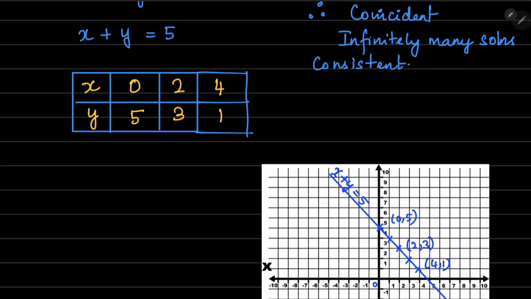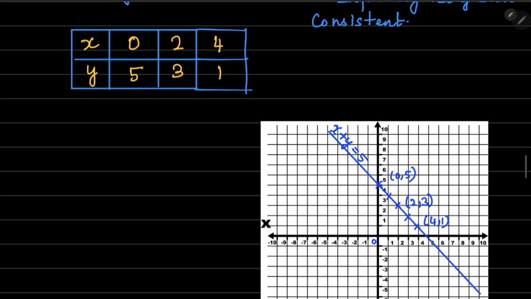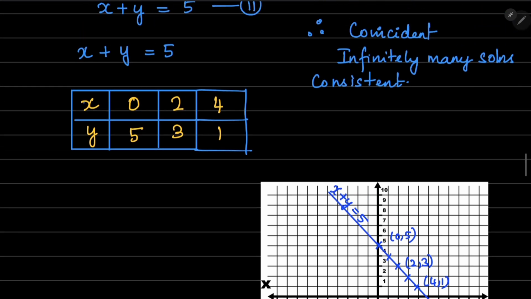Which means what? It has infinitely many solutions, every point on this line. So for example, minus 1, 6, minus 2, 7, right? 0, 5. 1, 4. 2, 3. 3, 2. 4, 1. 5, 0. All of these are solutions. So how many solutions are there? What do you observe? The lines are overlapping, right? The first line is also the same line, the second line is also the same line. The lines are overlapping. All these lines are coincident. It has infinitely many solutions.